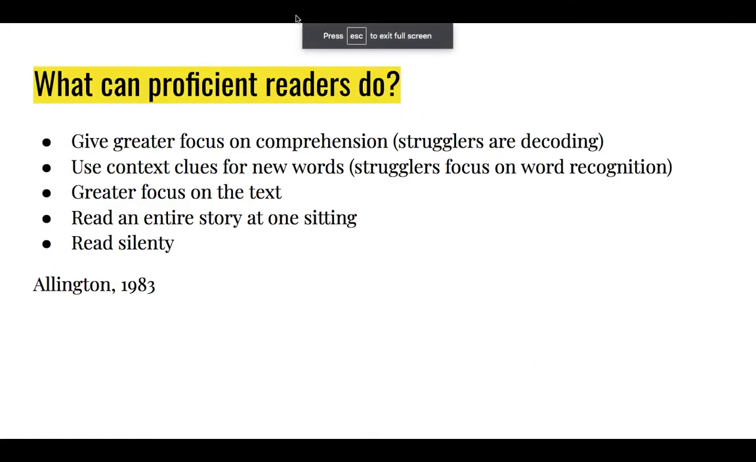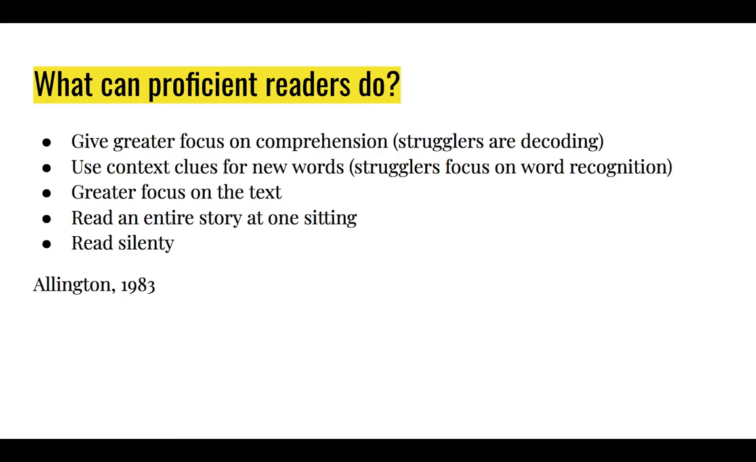So the question becomes, what can proficient readers do? There was a mega study in 1983 that looked at a number of observational studies and identified the difference between proficient and non-proficient readers. What they found was that proficient readers tend to have a greater focus on comprehension in their lessons. Struggling readers are more focused on things like word recognition and decoding. When they miss a word, proficient readers are more likely to give meaning cues than a struggling reader, who tends to look to decoding cues instead.